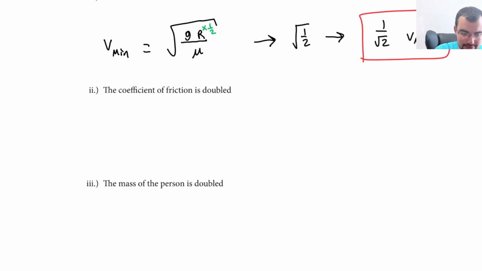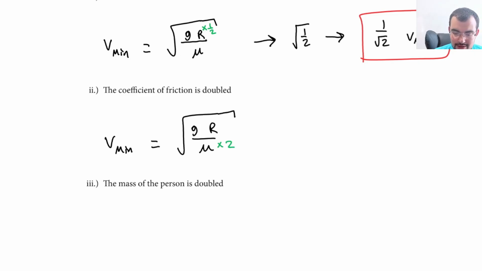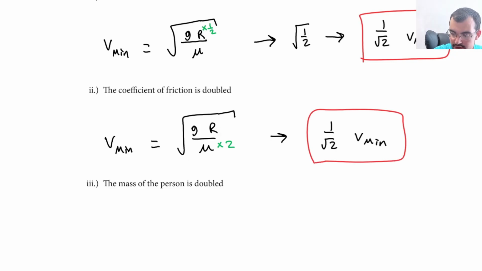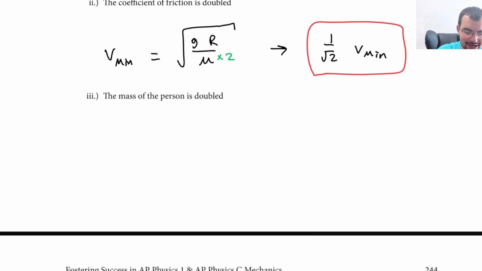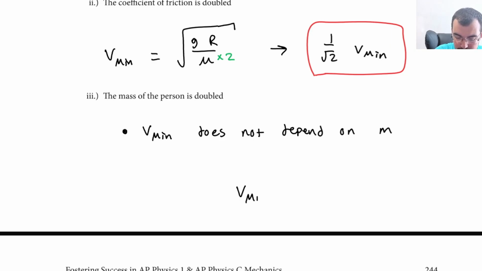Coefficient of friction is doubled, so we can do the same thing. It is the same general formula. So we're just doubling mu. So the denominator doubles. So it is 1 over root 2 again, because we have divide by 2 under the square root. And then the mass of the person is doubled. Well, there's no mass in this formula. So Vmin does not depend on m. So this means it's still Vmin.